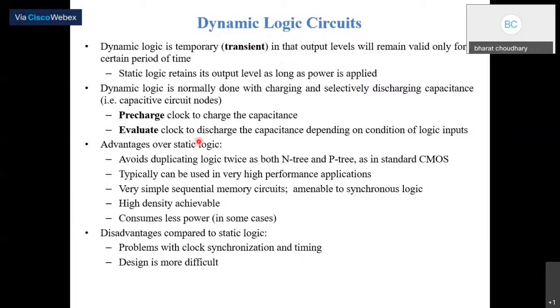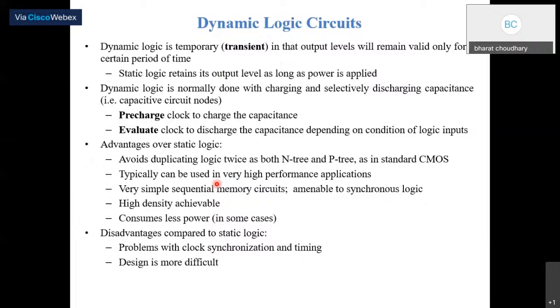Dynamic logic is normally done with charging and selectively discharging capacitance. This charging and discharging is called pre-charge and evaluate. Pre-charge means the clock charges the capacitance, and evaluate means the clock discharges the capacitance depending on the condition of the logic inputs. So what are the advantages over static logic?